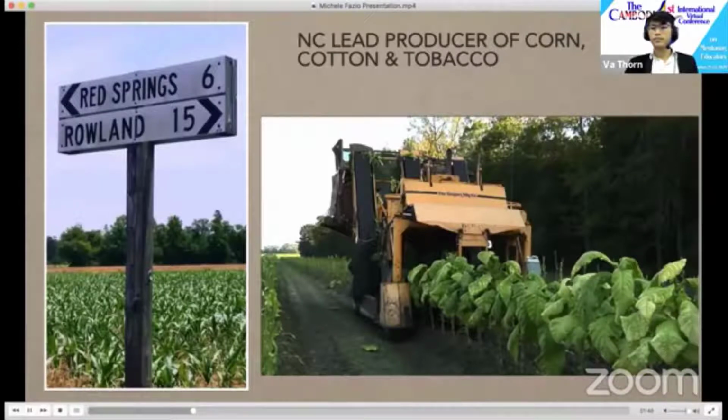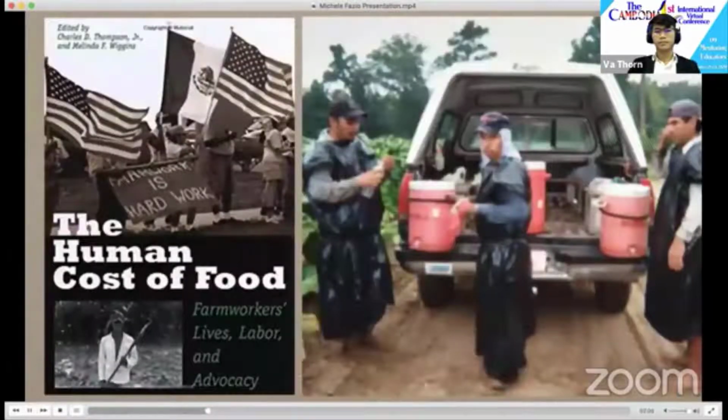We asked our students to consider social problems such as food insecurity and health issues related to the production and consumption of food. In other words, to examine our relationship to the global food system. They read The Human Cost of Food, Farm Workers' Lives, Labor, and Advocacy, and this textbook provided an in-depth study about the dangers of working in the fields, raising concerns over immigration policies, environmental farming, and exposure to pesticides.